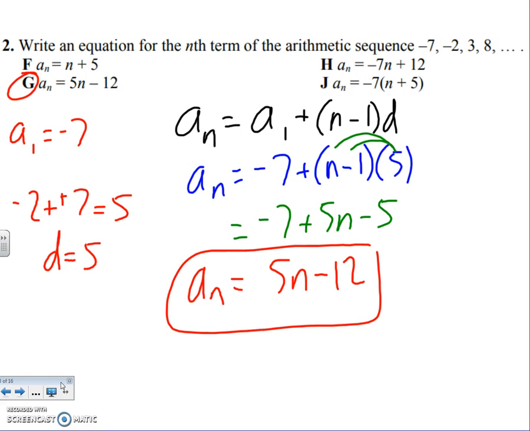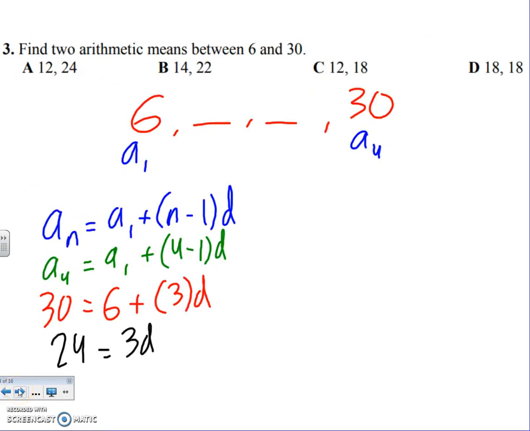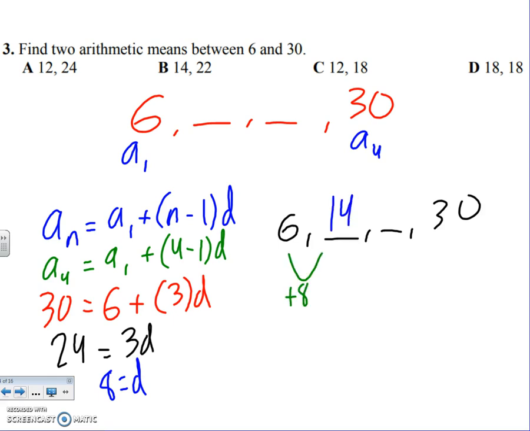Divide by 3, you get 8 equals d. Now we know the common difference, we're going to use it. To find these two numbers, you just have to add 8 twice. So 6 plus 8 gives us this number is 14. Then we'll do it again. 14 plus 8 gives us this number 22. Then 22 plus 8 is 30, so it checks out, we're good. So that's my answer, 14, 22. That is B.